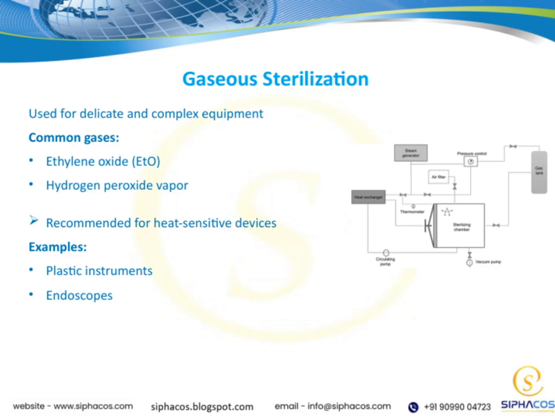Gaseous sterilization is especially recommended for heat-sensitive devices, meaning items that could get damaged or deform if exposed to high temperatures. For example, plastic instruments and endoscopes are perfect candidates for this method. They're delicate, complex, and require a gentle yet effective sterilization process. So, in the context of our overall sterilization strategies, gaseous sterilization fills an important niche by allowing us to sterilize sensitive equipment safely and efficiently.